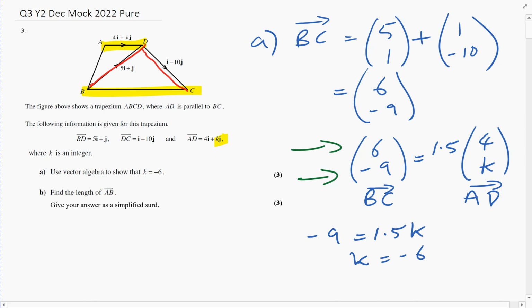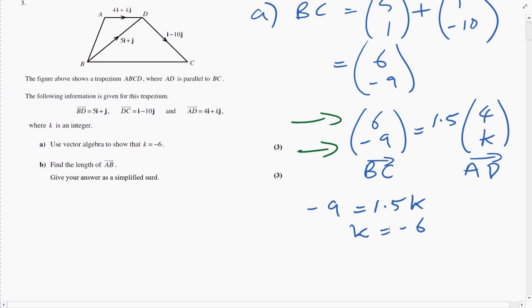In part B, let's have a look. What does part B say? Part B says find the length of AB. All right. So the length of AB. Well, first of all, we've got to work out what AB actually is. So we can't go straight from A to B. We don't know what it is. But what we can do is go A to D and then D to B.